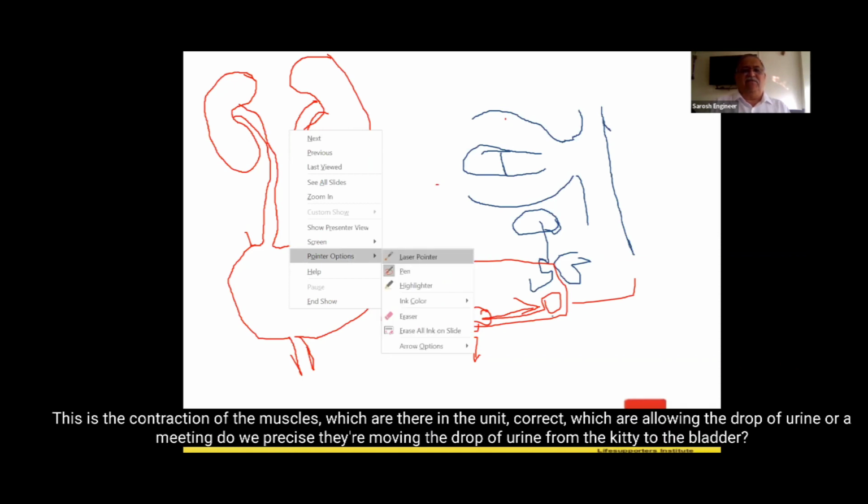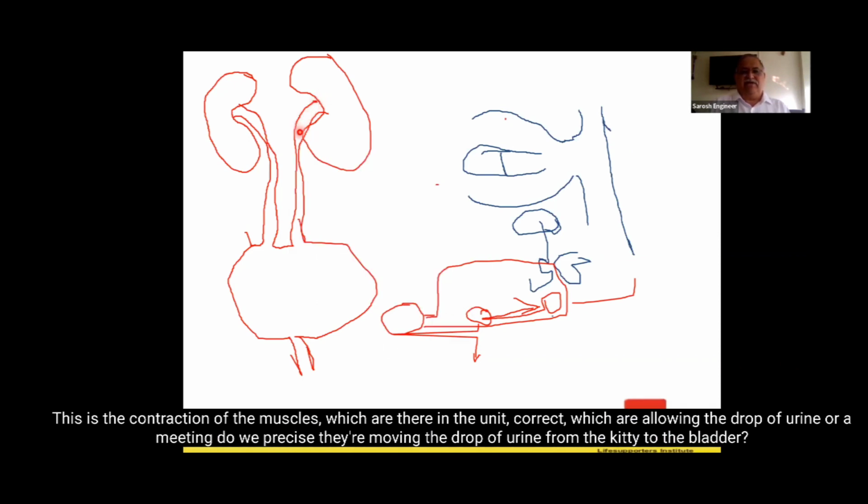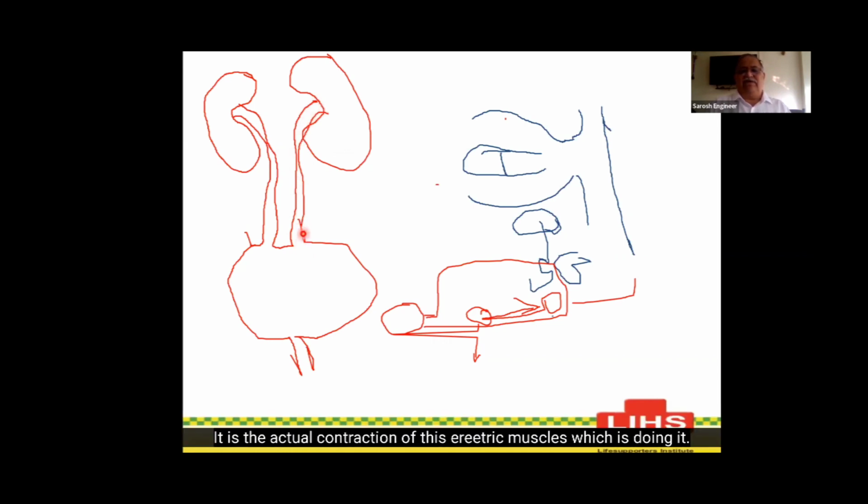This is the contraction of the muscles which are there in the ureter, which are moving, to be precise, the drop of urine from the kidney to the bladder. It is the actual contraction of these ureteric muscles which is doing it.